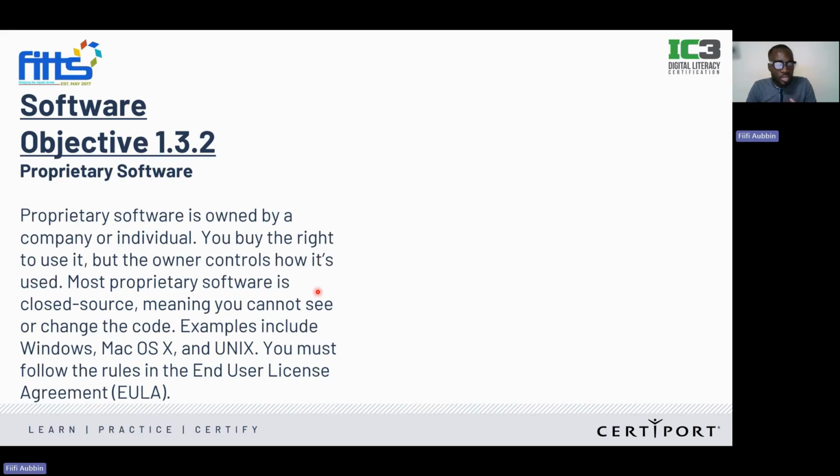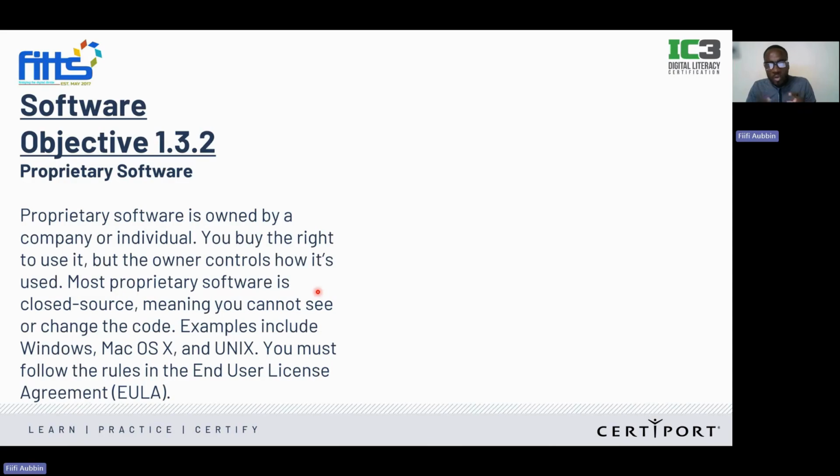So we've got examples like the Windows operating system. You have the ability to subscribe maybe yearly, monthly. You pay Microsoft for using the program, but the code which was used to write that software that you're using, you don't have access to it to make changes. Then we have macOS for Apple and Unix.